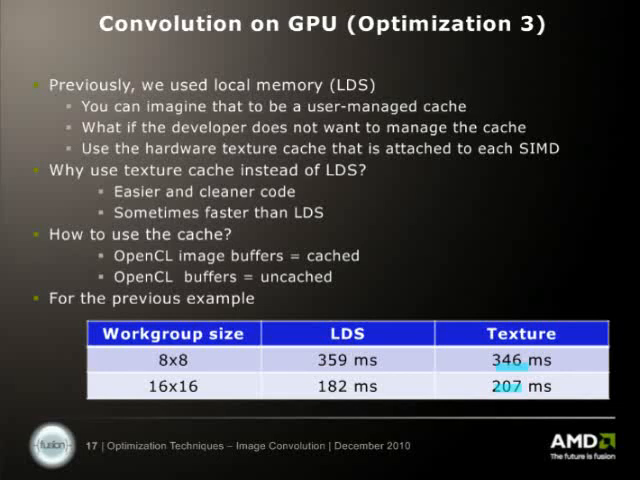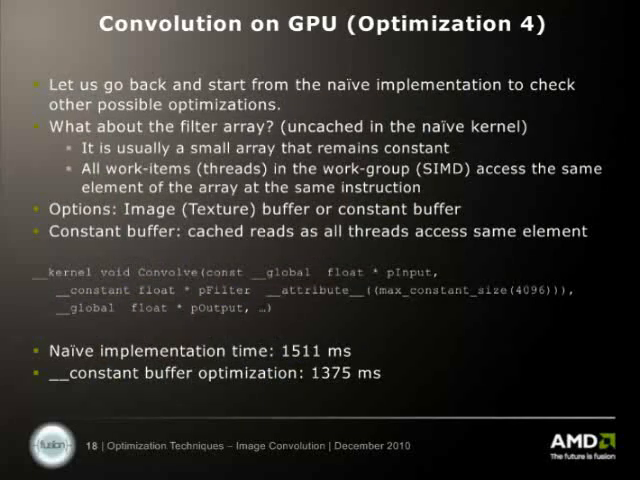So what we can do is use the OpenCL concept of images. If you use OpenCL images for the different workgroup sizes, here's what you get. For 8 by 8, you get 346 milliseconds, and for 16 by 16, you get 207 milliseconds. So again, both are very close, both are similar to what you get with LDS, right? The whole idea is that you are using OpenCL images, and OpenCL images are cached. Okay. Moving on. So now we did LDS, we did workgroups, and we did images.